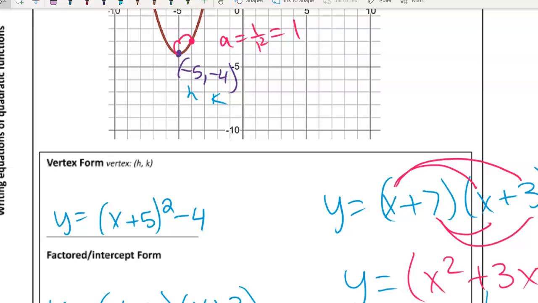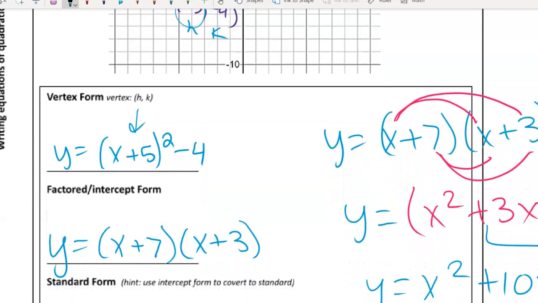So plugging that h, k into our vertex form, remember insiders lie. So if this was negative here, it's got to be positive inside the parentheses on the equation. So we have y equals (x plus 5) squared minus 4.